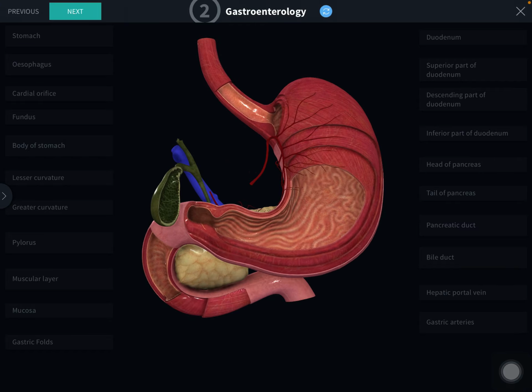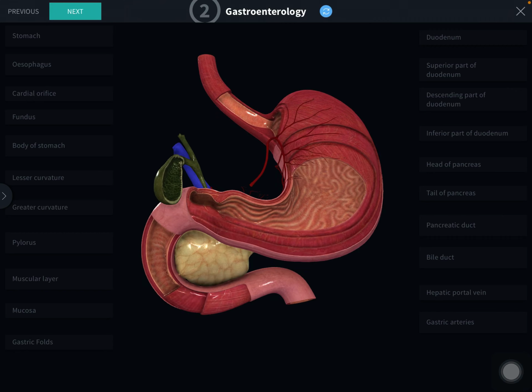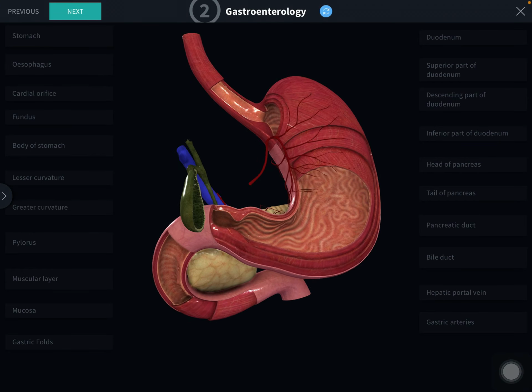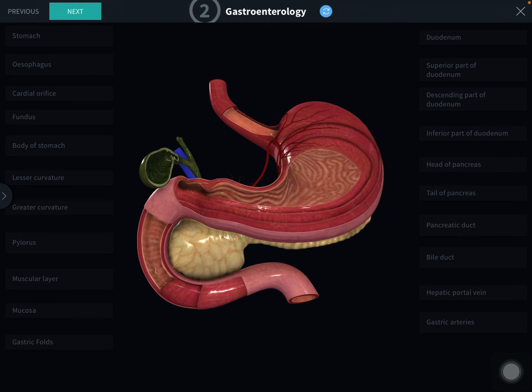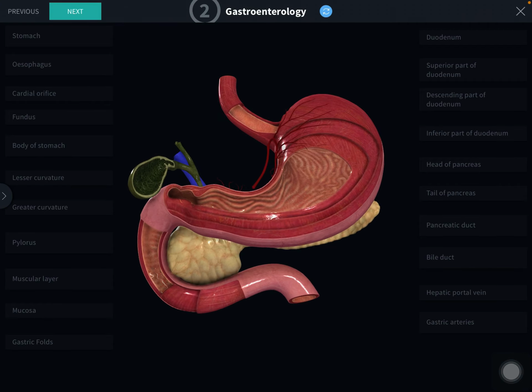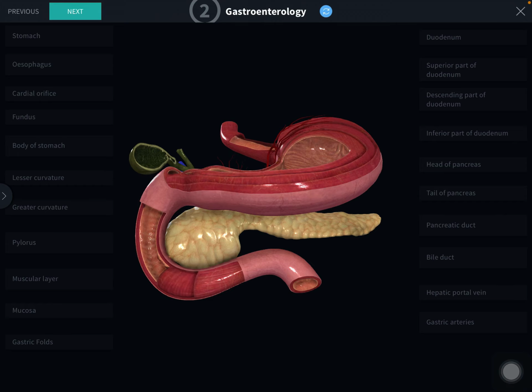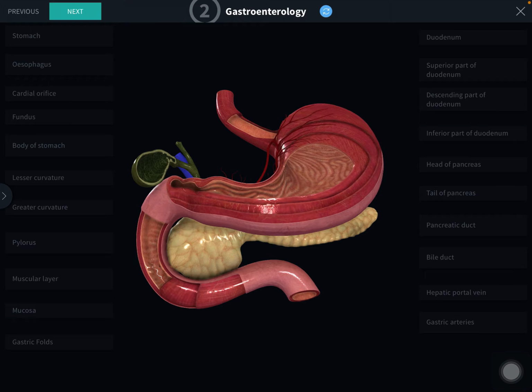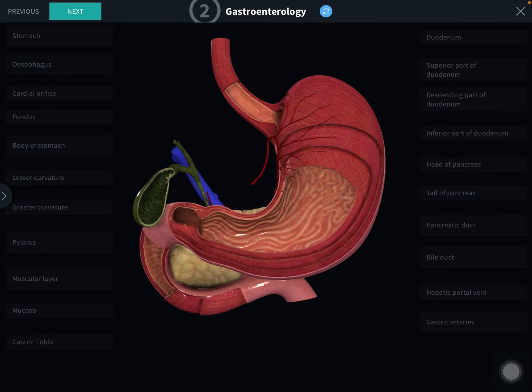Fourth is the ascending part. It is the very shortest part, which is about 2.5 centimeter. In this you are seeing mainly one relation of the duodenum. You are able to see the first part of the duodenum is related to the neck and body of the gallbladder, and the second part of the duodenum is related to the head of the pancreas. The third part of the duodenum is related to the uncinate process of the pancreas. So these are mainly the relations of the duodenum you are able to see in this model.